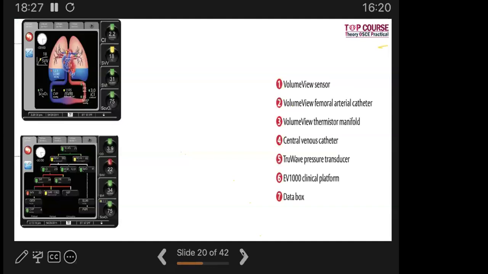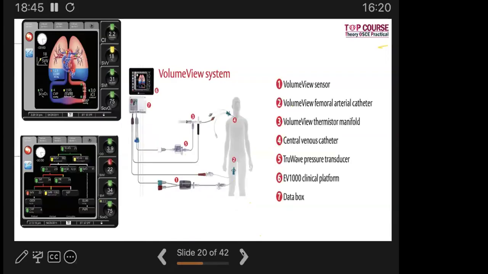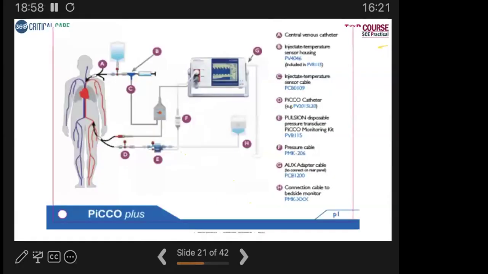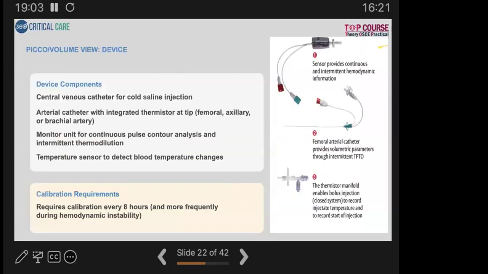So can someone tell me which monitor this is? Like, of course, the name is mentioned. Which monitor is this? EV1000 VolumeView. VolumeView. Yes, very good. So this is a picture showing VolumeView. If it is a center which does not have these devices, they may show pictures to you where you may have to identify the device using the picture as well as the monitor. This is the image showing PiCCO Plus. I'll explain the parts once we discuss the theory.